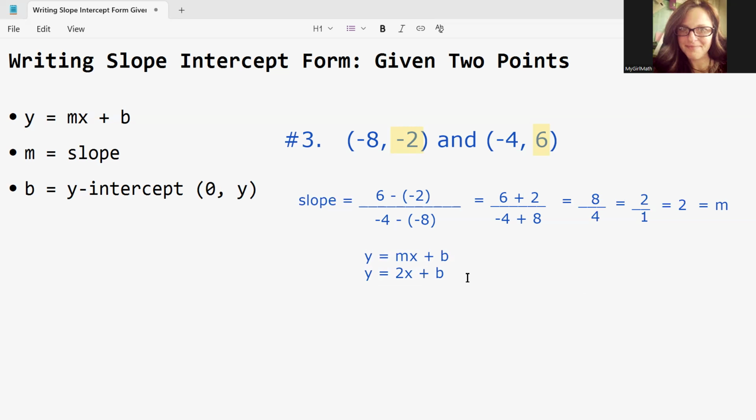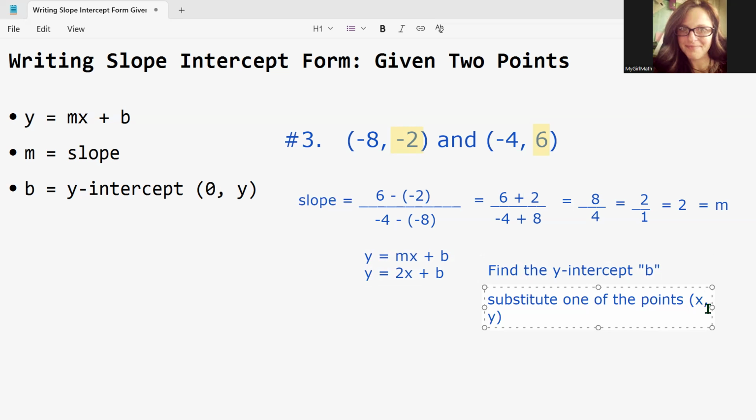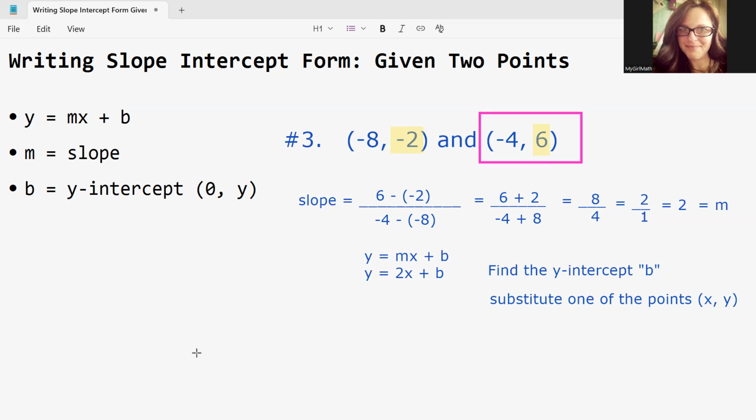Now we need to solve for b. Find the y-intercept, b. To do that, we need to substitute one of the points given above. And we'll substitute that into our y equals mx plus b for x and y. I'm going to use this second point because it has fewer negatives. I'll substitute -4 in for x, and 6 goes in for y.